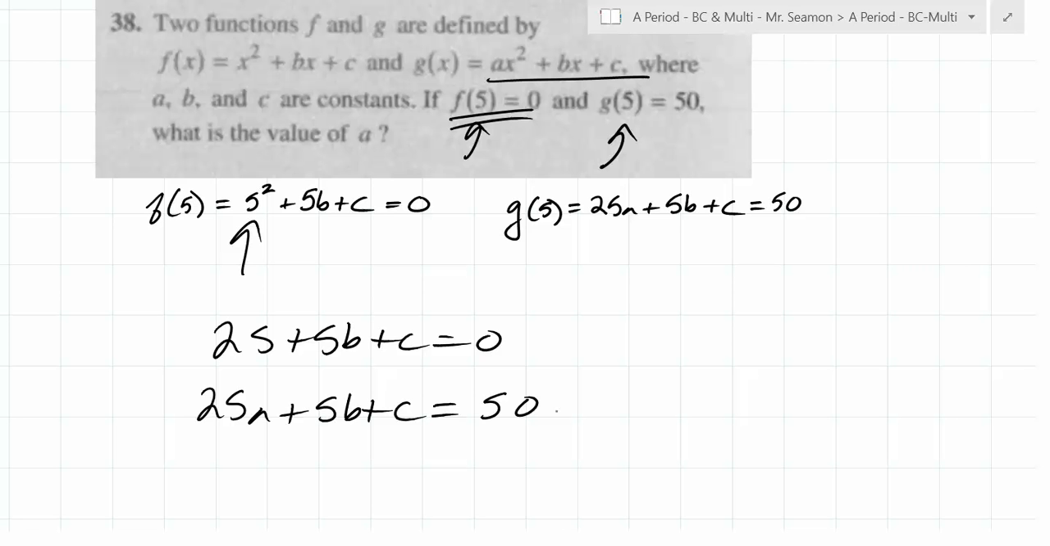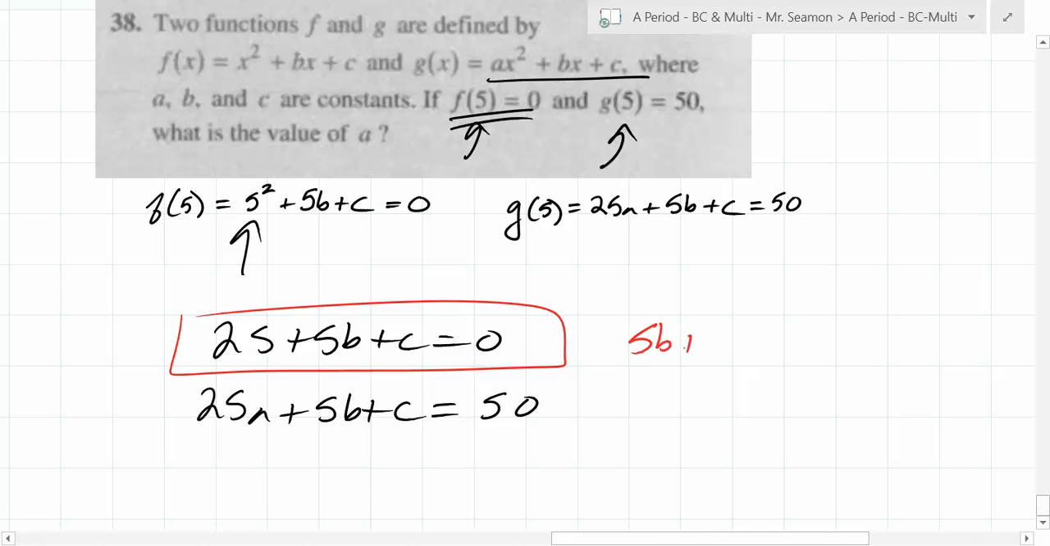Do you notice a similarity between the two? What do they both have? They both have 5b plus c. The easiest way I can say to recognize what you should do, see this one? What does 5b plus c equal? Close. Negative 25. Does everybody see that? If I subtract 25 from both sides, you end up with this.